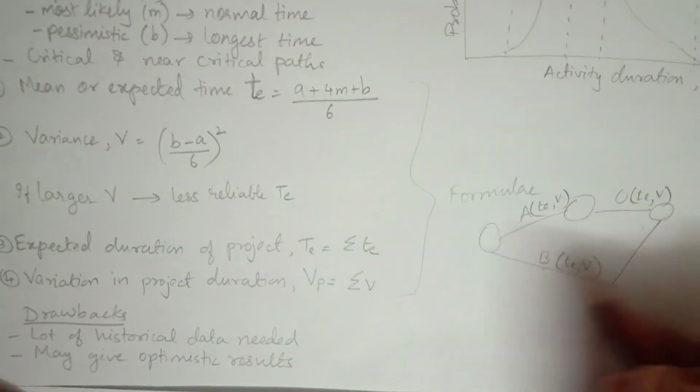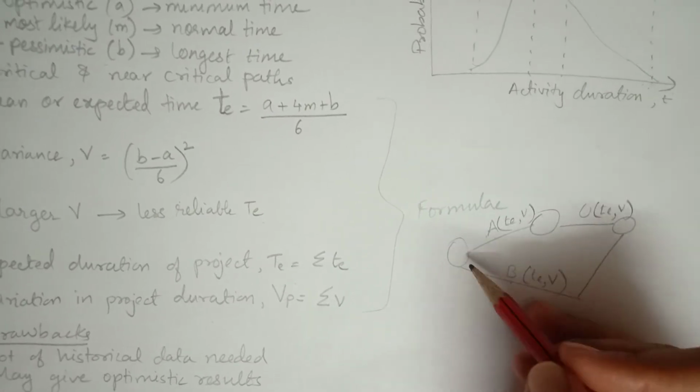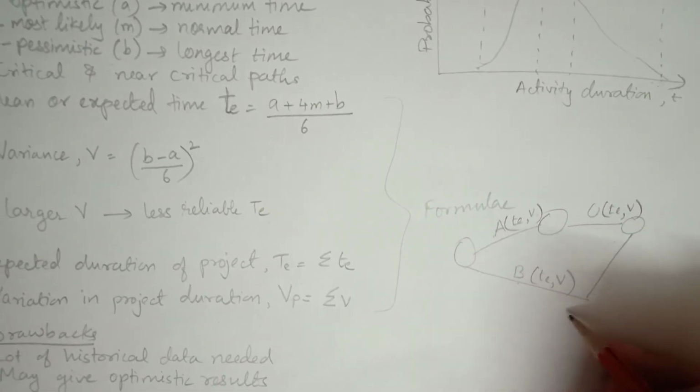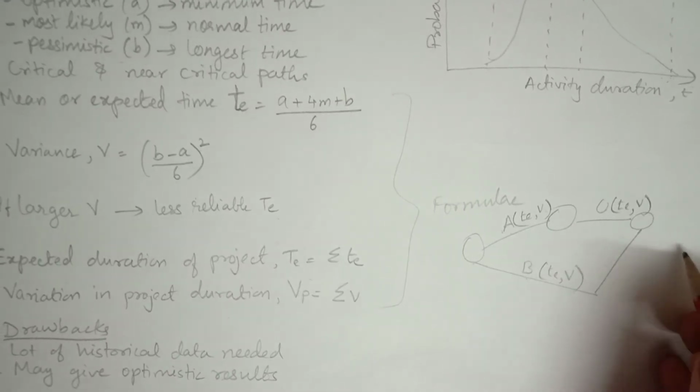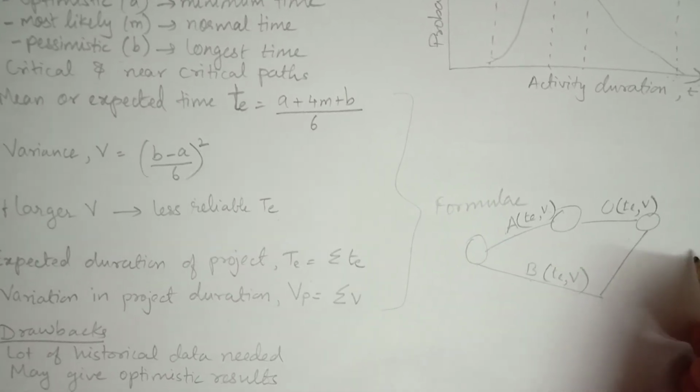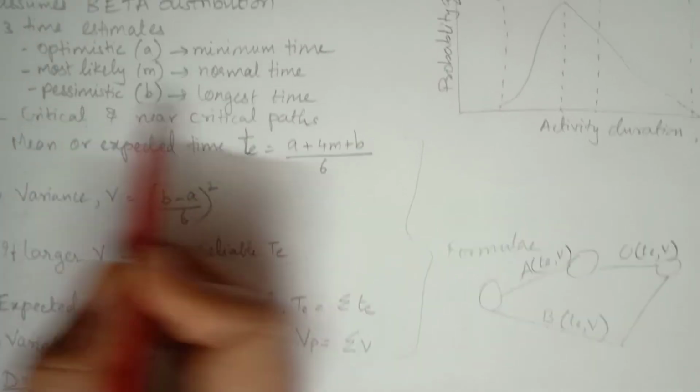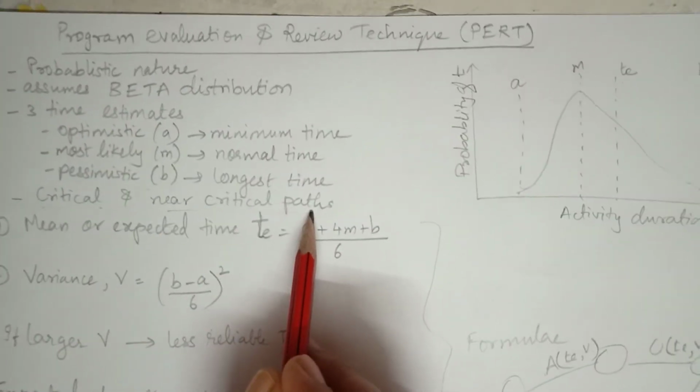Now when we calculate the TE and V values for all the activities along the network of a PERT chart or a PERT network diagram, not only do we find the critical path, but we also find the near critical path.